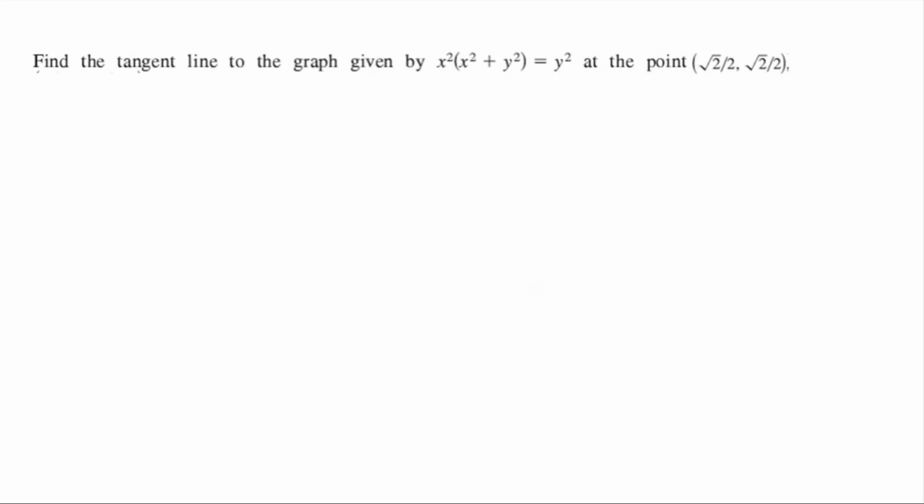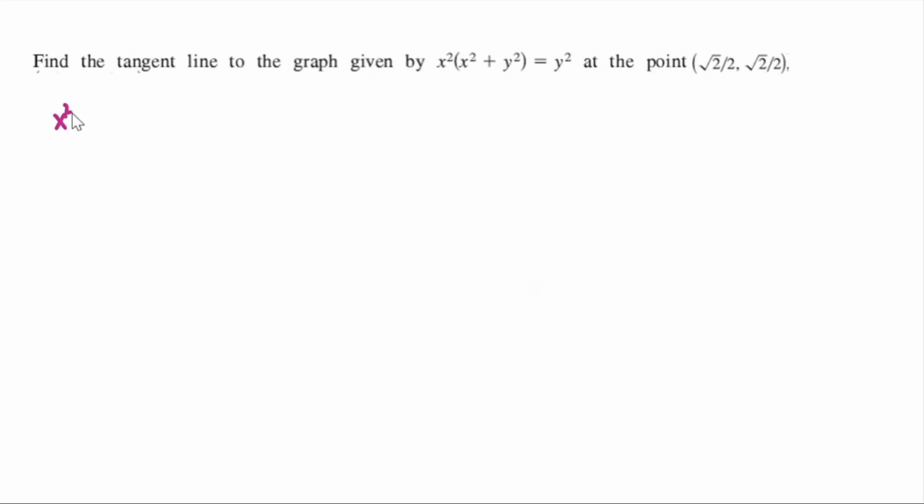Next problem, we are asked to find the tangent line to the graph given by x squared times (x squared plus y squared) equals y squared at the point where the value of x is square root of 2 over 2, and the value of y is also square root of 2 over 2. So now let's take a derivative of the given equation of the line.